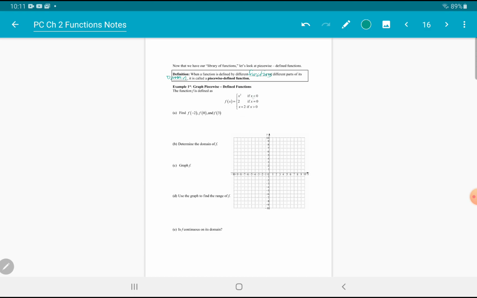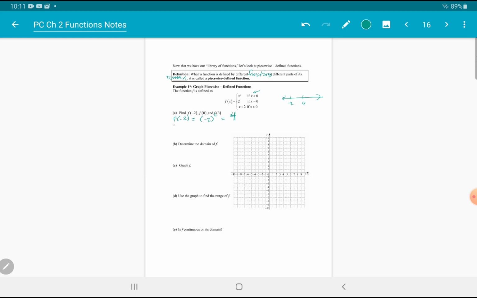We have x squared if x is less than 0, 2 if x is equal to 0, and x plus 2 if x is greater than 0. If we wanted to find a particular value, let's say f of negative 2, we know that negative 2 on our number line is less than 0. So we're looking at this particular function here, which means we plug negative 2 into the x squared component. Negative 2 squared will give us positive 4. So f of negative 2 is 4.